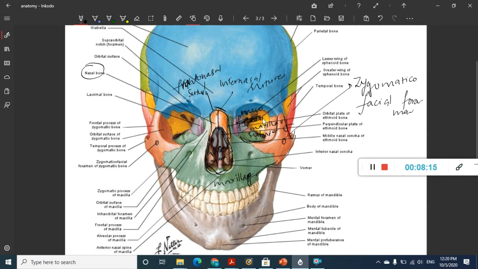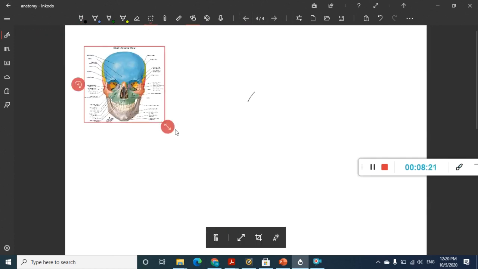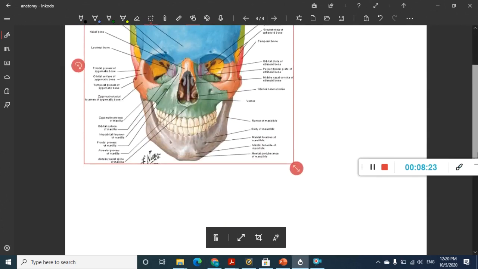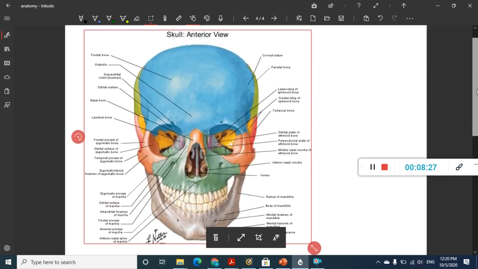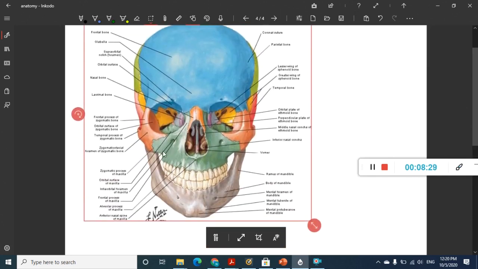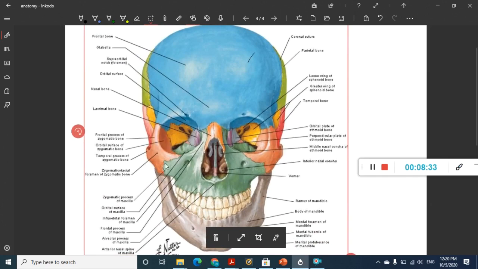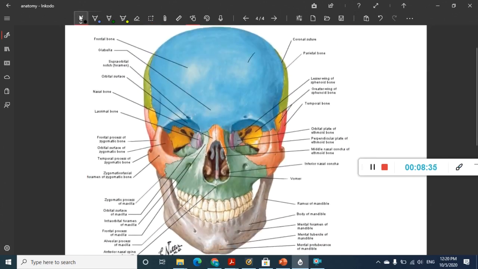Then we have learned about this nasal bone. We will see about the upper lip now. The same picture again. Here you can see this is the upper lip, and this is the upper jaw. Actually, this upper jaw is mainly formed by which bone? It is mainly formed by the maxilla. So the upper jaw is formed by the maxilla.